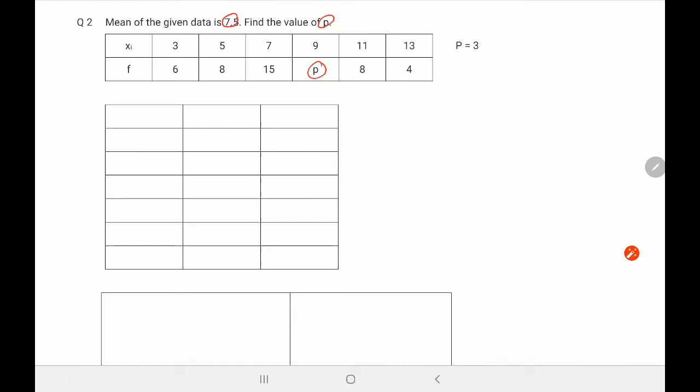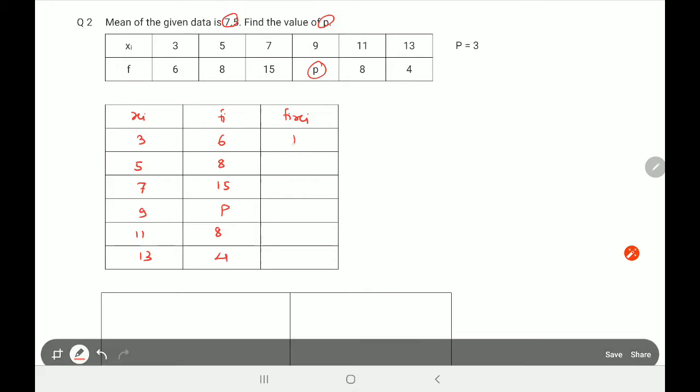कहाँ है p value? यहाँ पे है p value. तो अपना कॉन्सेप्ट सेम है, xi, fi, fi xi, यही कॉन्सेप्ट है. 3, 5, 7, 9, 11, 13, 6, 8, 15, p, 8, 4.